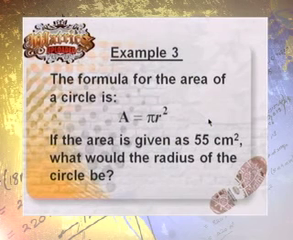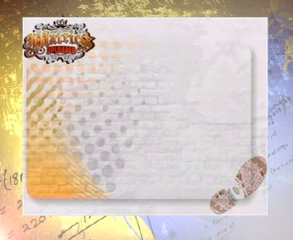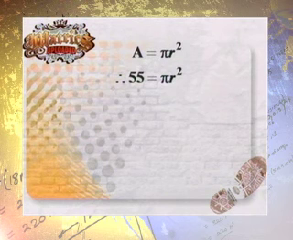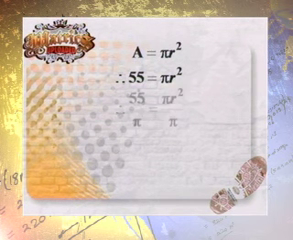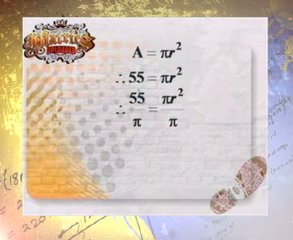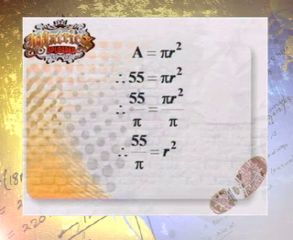Next example. The formula for the area of a circle is pi r squared. If the area is given as 55 square centimeters, what would the radius of the circle be? Easy. We know the area is 55. We divide both sides by pi, giving us r squared is 55 over pi. Now, important: work with pi not as 3,14, that's rounded off, or as 22/7. Pi is not, correctly speaking, 22/7. That's not quite correct. Let's use the one in the calculator.